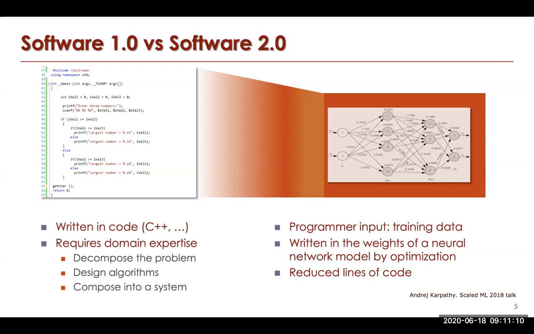So if you think about software 1.0 as traditional software development that starts by taking a problem, decomposing it into components, and developing manually developed algorithms in conventional programming languages, then with software 2.0, the idea is that you start with a training set, and then you use that training set to develop a model, and the code that gets written is written in the weights of the model, right? And so this dramatically reduces the lines of code that you need to develop, and allows you to solve very difficult problems that were not possible to solve with software 1.0 techniques.